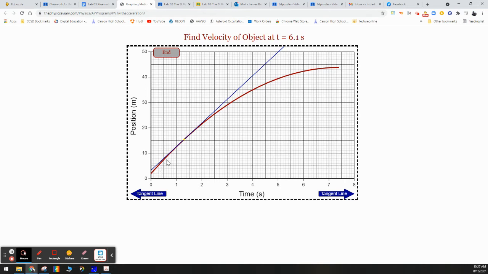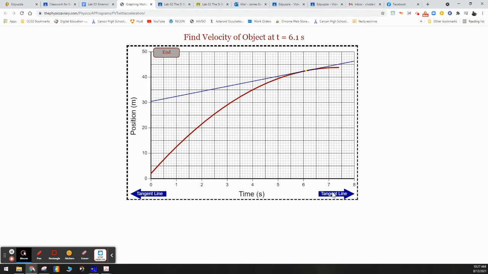This object's speed is changing. I want to find the velocity at time equals 6.1 seconds. Here's the current yellow dot. I've got to use the tangent line and move it until I get to 6.1 seconds. So I'm moving it, moving it, moving it, and there's 6.1 seconds.